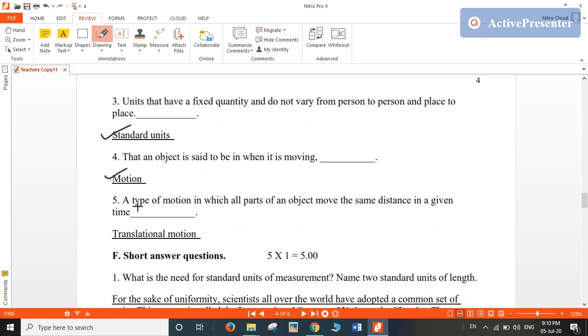A type of motion in which all parts of an object move the same distance in a given time is called translation motion, because in translation motion all parts of an object move the same distance. So that kind of motion is called translation motion. So these are the answers of this exercise.